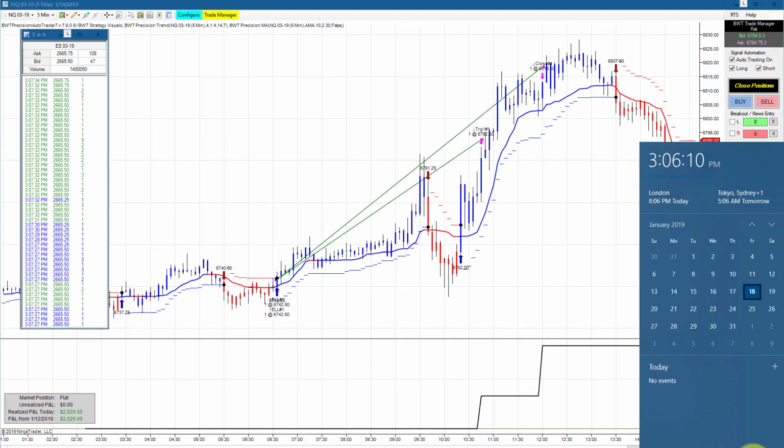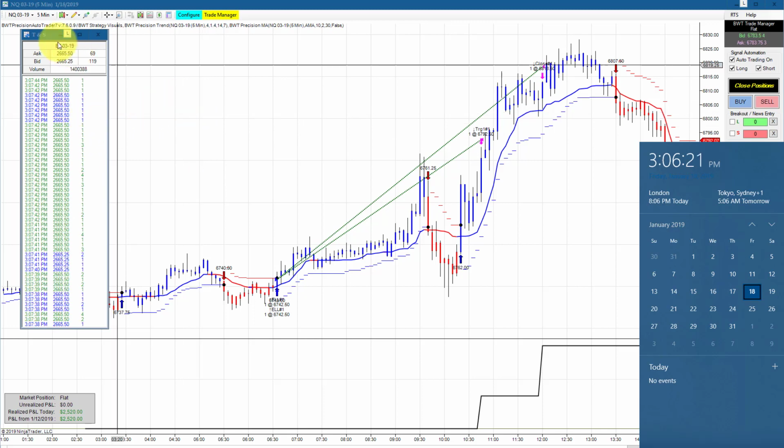Hello everyone, today is Friday, January 18th. It's 3:06 p.m., about an hour before the regular session close. You can see my computer clock on my right, and on my left is the time and sales, the E-mini S&P currently trading at 2665.50.